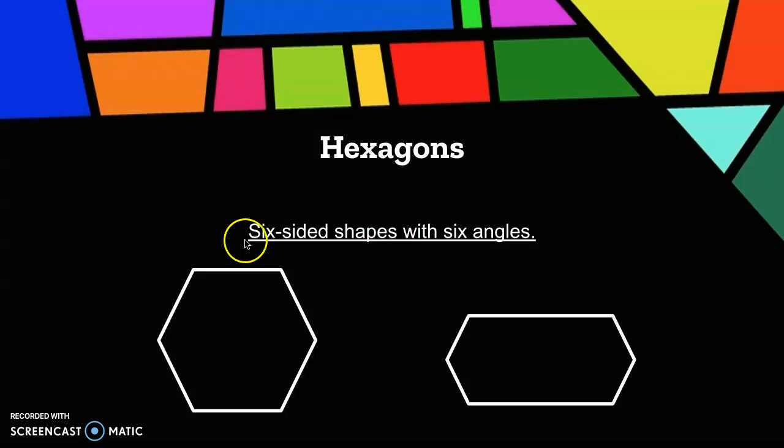Let's count these hexagons. Ready? Let's count the sides. 1, 2, 3, 4, 5, 6. And let's count the angles on this one on the right. Ready? 1, 2, 3, 4, 5, 6. Awesome! You can see that the angles of the shape are where each of the sides meet up, right?